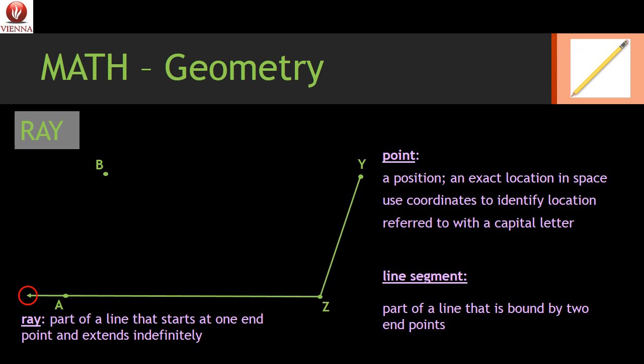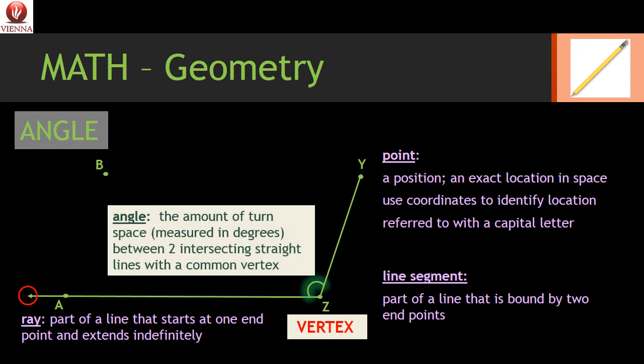And so we've created a couple of things here now by introducing ray ZA. We've created, for one thing, a second dimension. So now we not only have a north-south orientation, we have an east-west or left-to-right orientation as well. So that is a second dimension. We've also created a vertex. A vertex is a sort of a corner. And the plural, by the way, for vertex is vertices. But the other thing we've created at point Z, beside vertex, is we've created an angle. An angle could be defined as the amount of turn space measured in degrees between 2 intersecting straight lines with a common vertex.